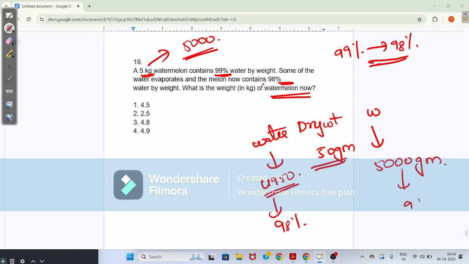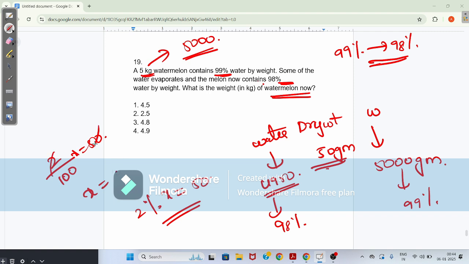This is 99 percentage here. So 2 percentage of x equals 50 grams. What you'll get when you calculate: 2 by 100 into x equals 50 grams. So the value of x is 2500 grams. In kg, it is 2.